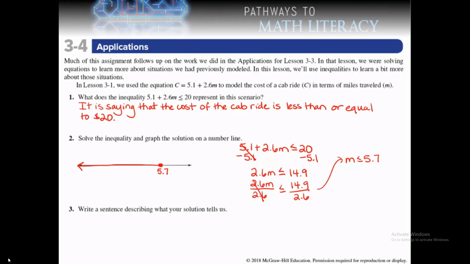In 3, write a sentence describing what that tells us. Well, that tells us to keep this cab ride at $20 or less, we'll need to travel 5.7 miles or less. And then in 4, why does an inequality make more sense than an equation in this case? Well, if you're dealing with a budget, like you have $20 to spend, you usually don't say, I want to spend exactly my entire $20. You'd be more likely to say, okay, I can't go over $20. I want to spend that or less.